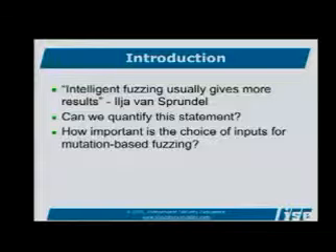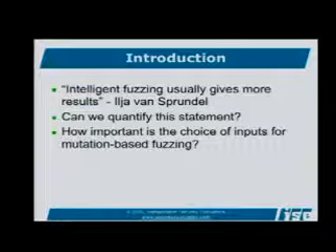One of the founding fathers of fuzzing has this quote in his paper: "Intelligent fuzzing usually gives more results." And that totally makes sense, and everyone knows it's pretty much true. But the question is, what's more? Because doing intelligent fuzzing is an order of magnitude harder than dumb fuzzing, so the question becomes: is it worth your time to do the intelligent fuzzing or not? And that's what I wanted to find out.